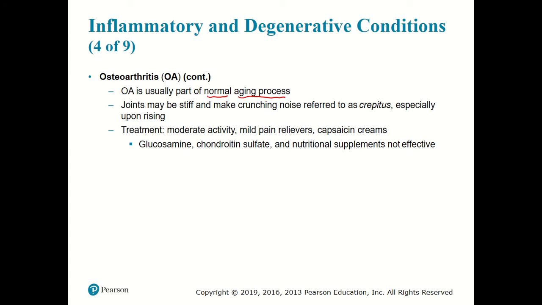We see this occurring: stiffness of the joints, crunching noises. We call this crepitus, by the way. Don't need to know this for an exam, but crepitus is what we hear, that crunching noise, if you will. And again, degeneration. They're degenerating conditions. Slowly these joints are becoming immobile.